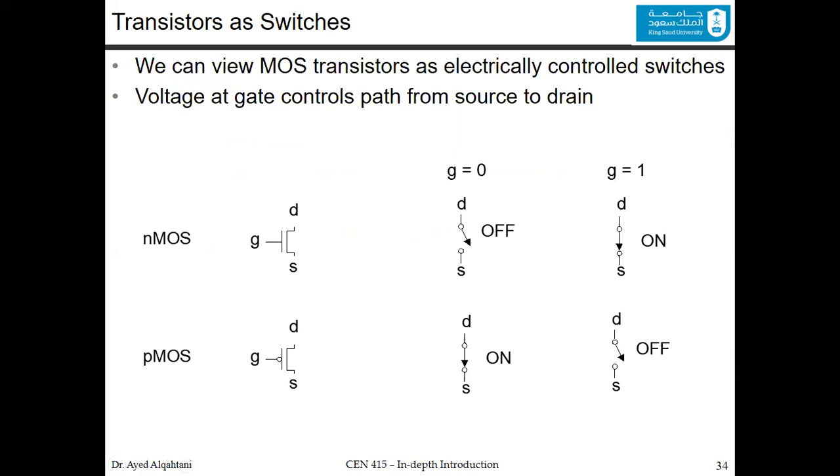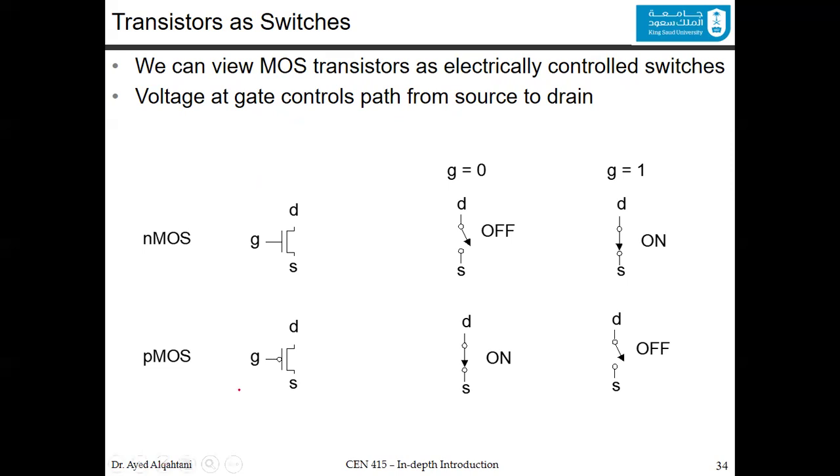Now this is what we actually need from transistors. We want the transistor to work as a switch. That's the main goal. So if you found any other technology that behaves as a switch, where you can make this part on or off, then it can work with computers in general. So we can use the MOS transistor as an electrically controlled switch, as we said.